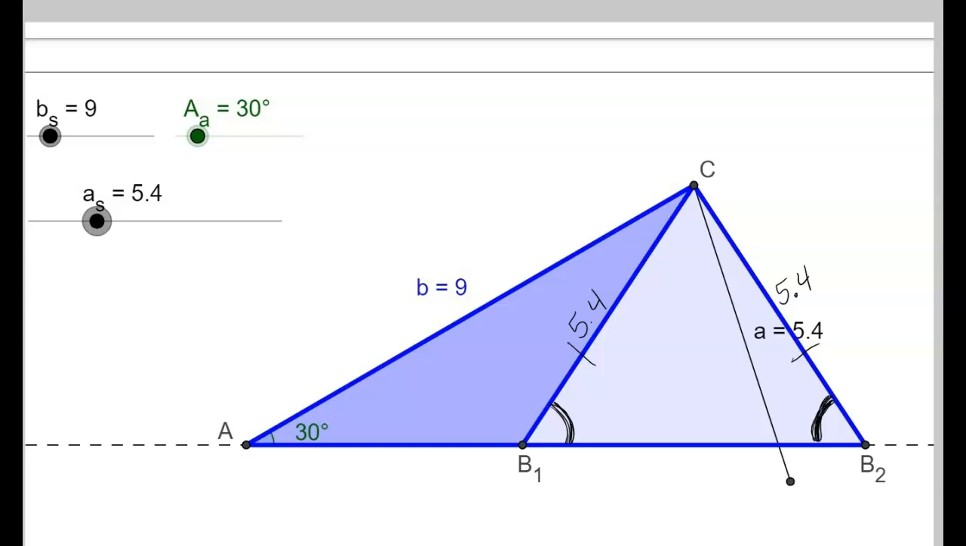So that being said, what relationship does this angle have with this angle? If you know that the right-hand side of B1 is equal to B2, what relationship does the left-hand side of B1 have with B2?